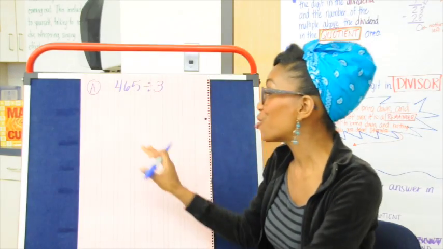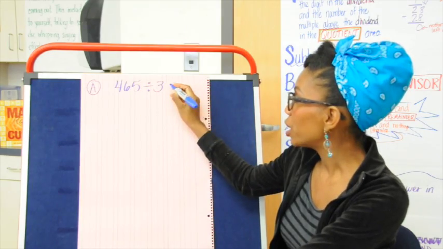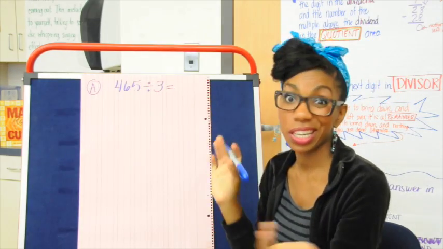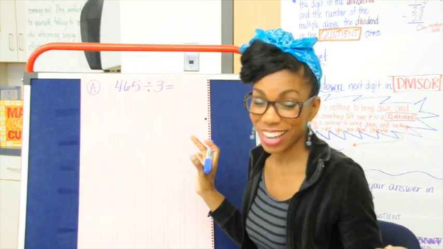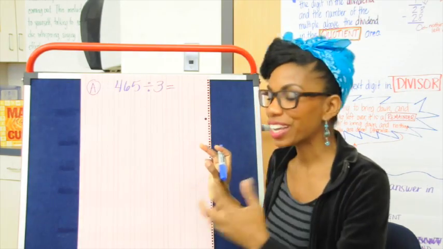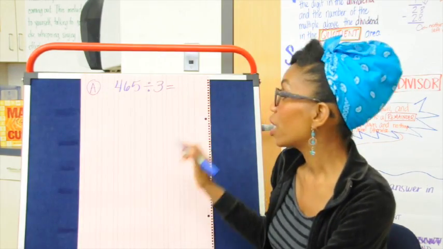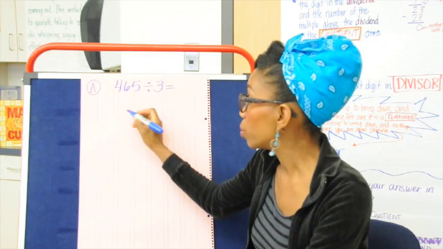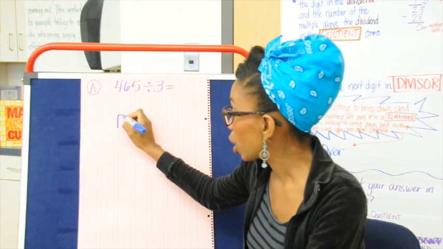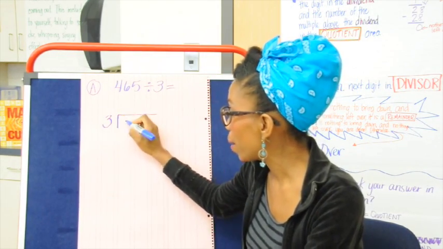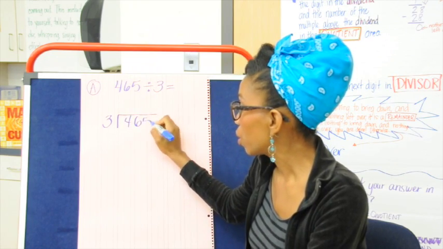All right, boys and girls, our first problem is this one. 465 divided by 3 equals, we don't know what it equals yet. We're going to solve this. So we again are using our old school method. Now the good news for you is your problem is already set up on your chart. I am going to set mine up on my chart.